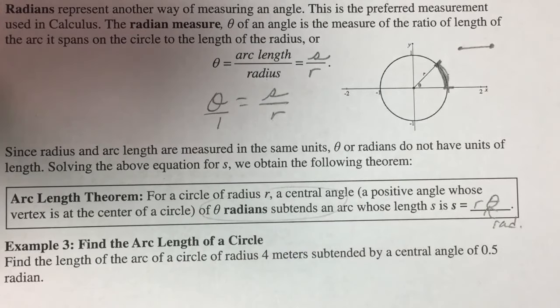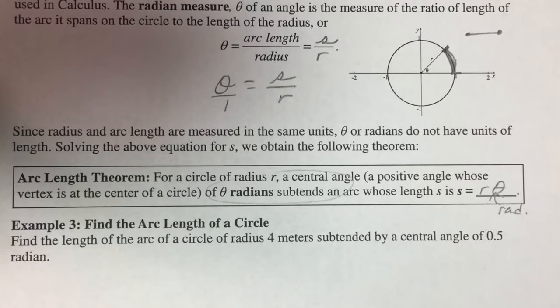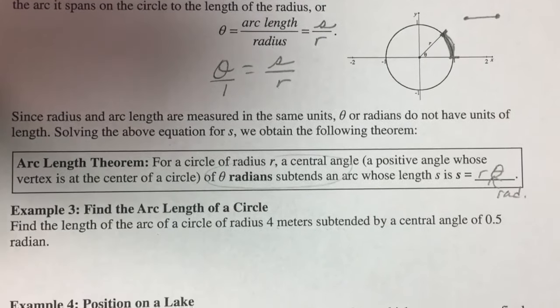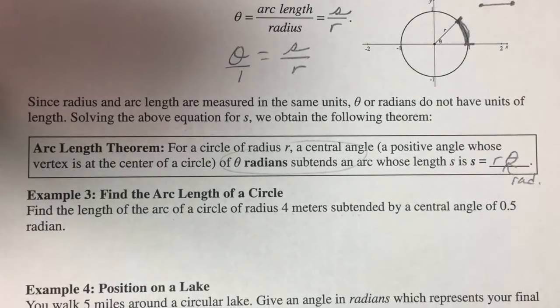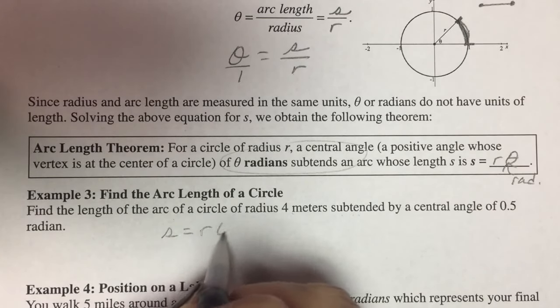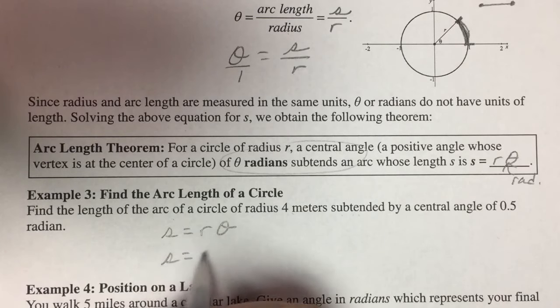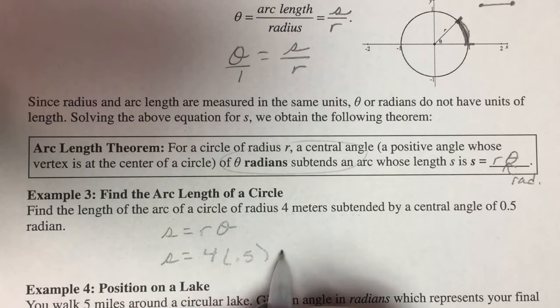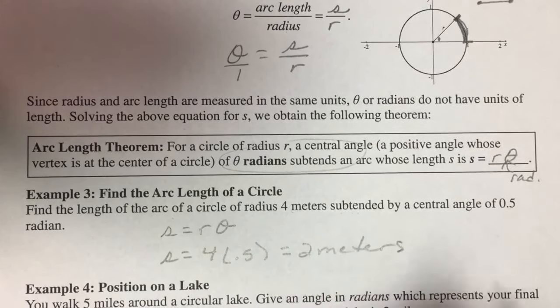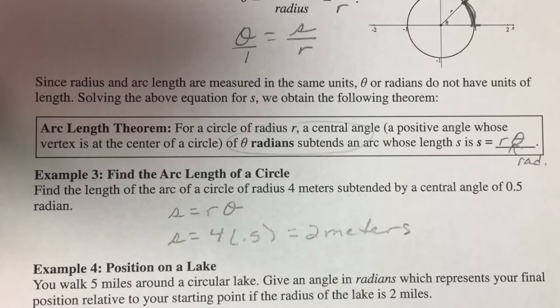That's what this says right here. So if I go ahead, it says find the length of the arc of a circle of radius 4 subtended by a central angle of 0.5 radians. So we are looking for the length of the arc. So s is equal to r times theta. S would equal 4 times, my theta is 0.5. So it would simply be 2 meters. That's all there is to it.